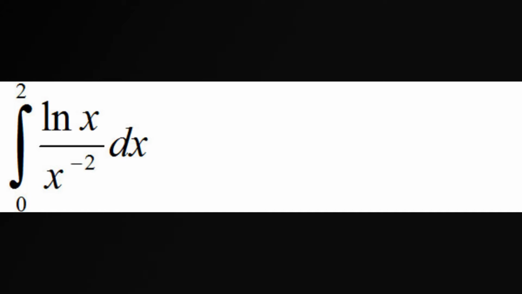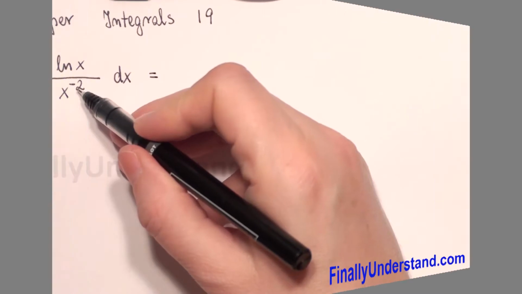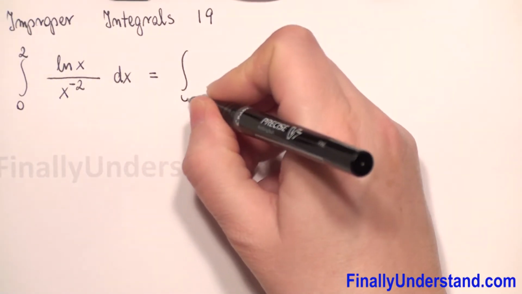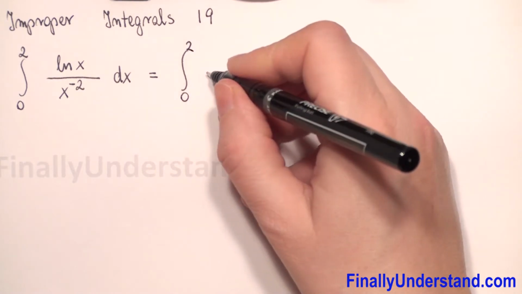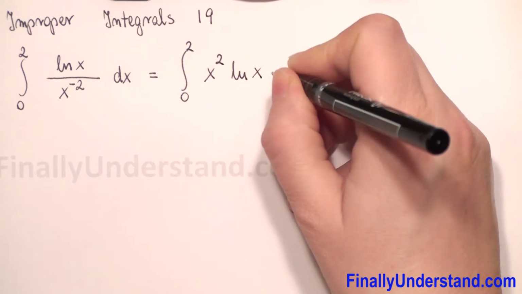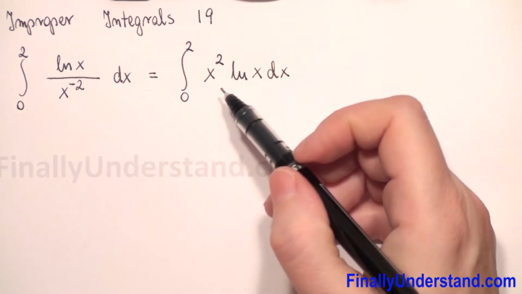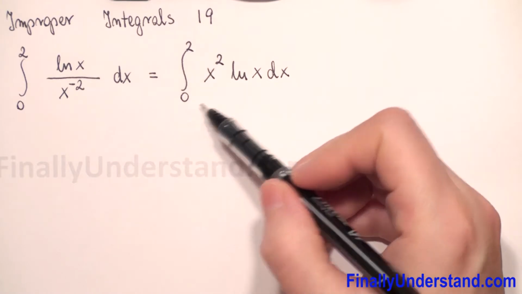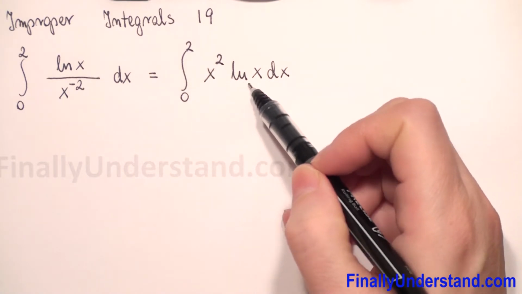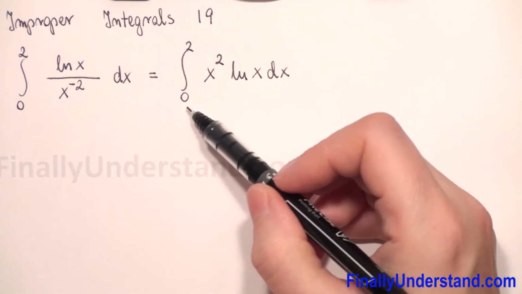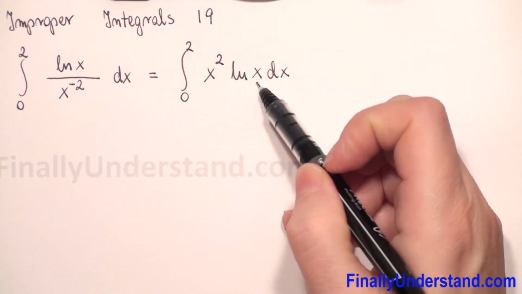We can rewrite our integral because we have x to negative 2 power, so we will have integral from 0 to 2 of x to second power natural logarithm of x with respect to x. Now we have here interval from 0 to 2, and we have here natural logarithm of x. We cannot find value of natural logarithm of 0.